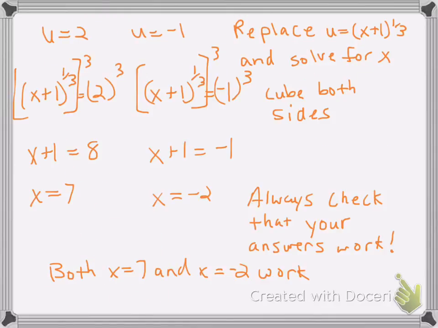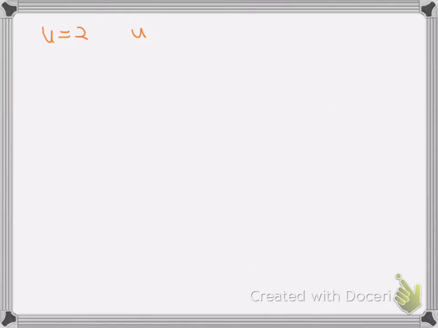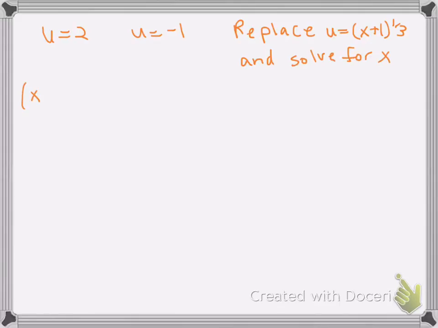So on this next page, we're going to go ahead and do all of that substitution stuff. So we know that u is equal to 2 and u is equal to negative 1. Well, guess what? Replace it. Replace what u is equal to. We let u equal (x plus 1) to the 1/3. Alright, so now we're going to have to go ahead and replace and solve for our x variable. So our equation is no longer u equals 2, it's (x plus 1) to the 1/3 is equal to 2, and (x plus 1) to the 1/3 is equal to negative 1.